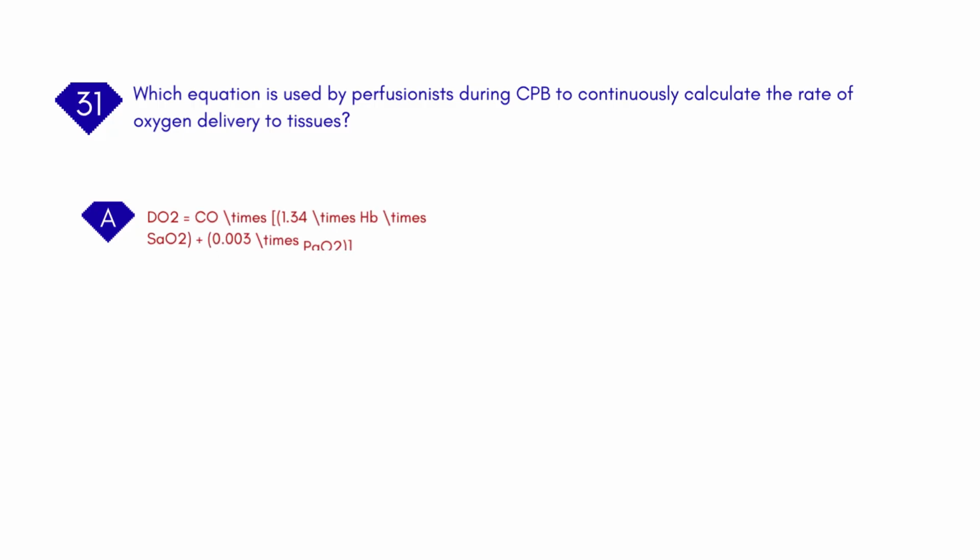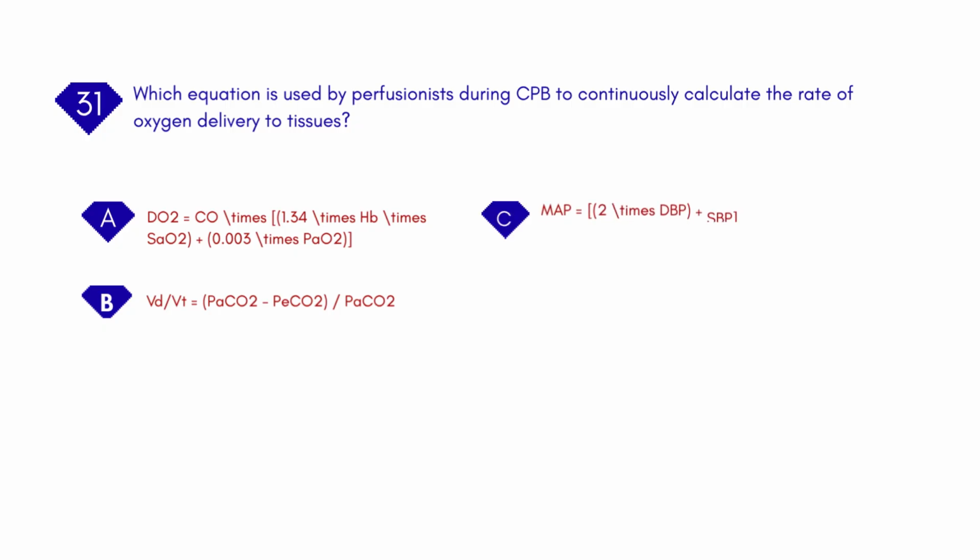Which equation is used by perfusionists during CPB to continuously calculate the rate of oxygen delivery to tissues? A. DO2 equals CO times 1.34 times Hb times SaO2 plus 0.003 times PaO2. B. VD/VT equals (PaCO2 minus PeCO2) / PaCO2. C. MAP equals (2 times DBP plus SBP) / 3.